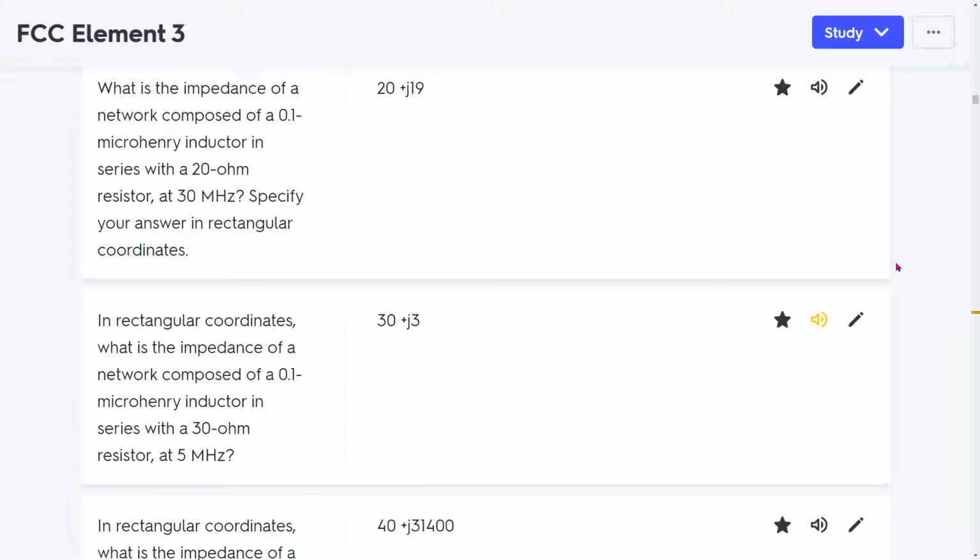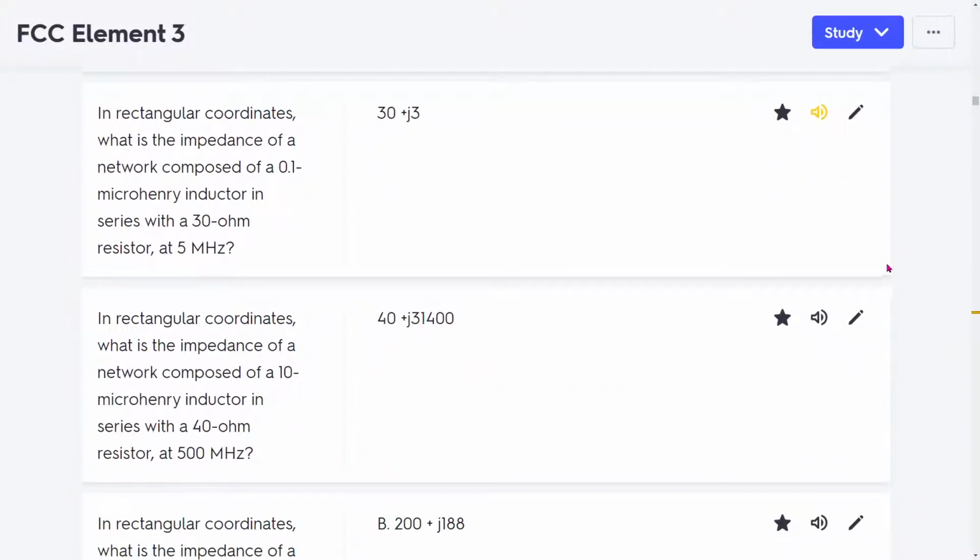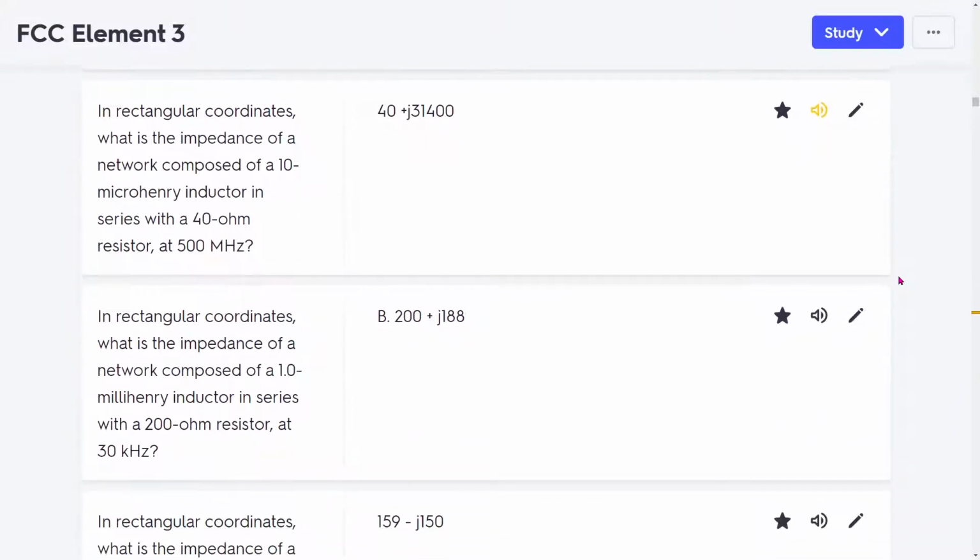In rectangular coordinates, what is the impedance of a network composed of a 0.1 microhenry inductor in series with a 30 ohm resistor at 5 MHz? 30 plus j3. In rectangular coordinates, what is the impedance of a network composed of a 10 microhenry inductor in series with a 40 ohm resistor at 500 MHz? 40 plus j31400.